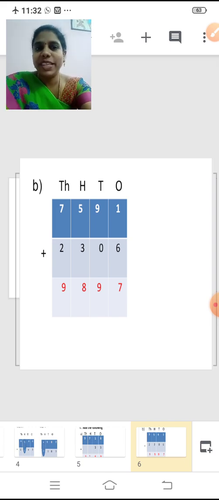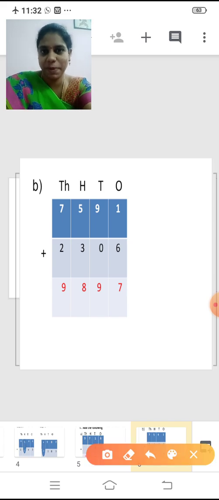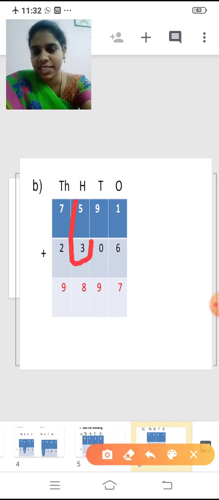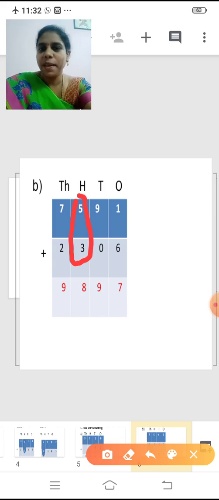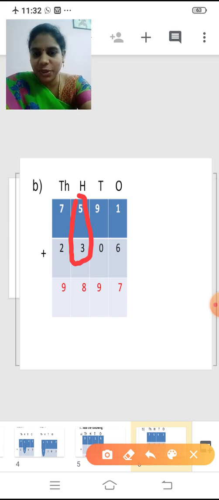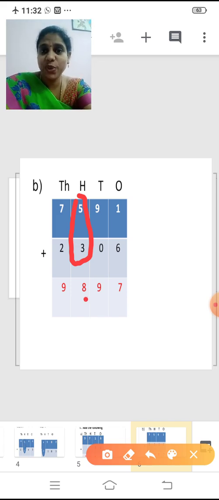Next one. Now we have to add the hundreds place, isn't it? Shall we add the hundreds place now? 5 plus 3. Add 5 and 3 and tell me the answer. How will you add 5 and 3? 5 in the mind, 3 in the finger. After 5, 6, 7, 8. So write 8 down. Next, what do we have to do?